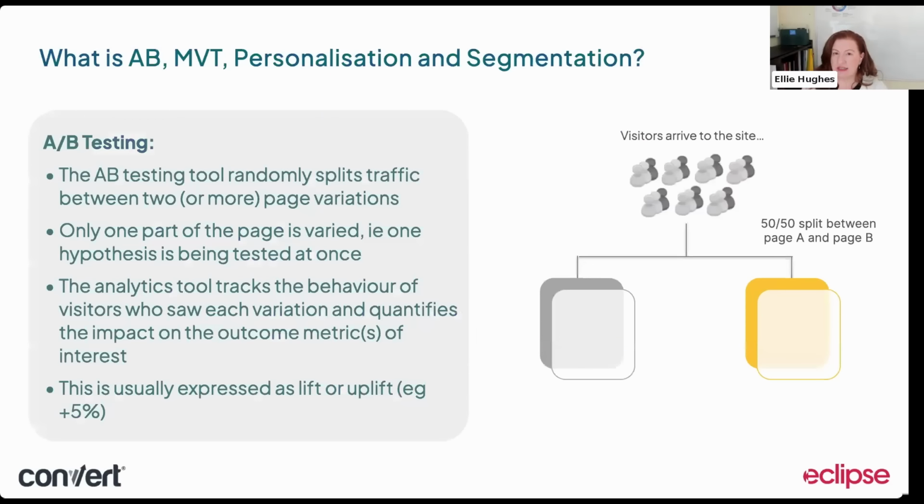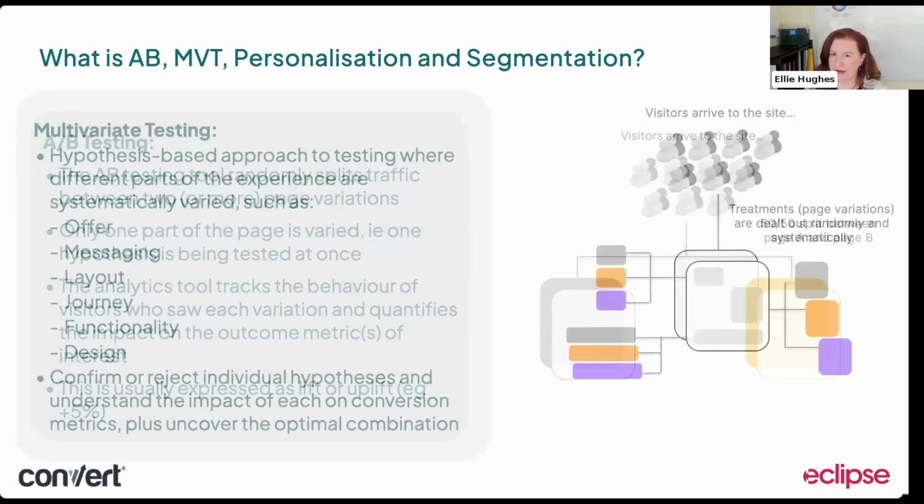So what is A/B testing, multivariate testing, personalization and segmentation? In classic A/B testing, a visitor arrives on the site and the A/B testing tool that you're using will split the traffic 50-50 between A and B, or if you've got an ABC, it'll be 33, 33, 33. Only one part of the page is varied. You're just doing one thing at a time. And then your analytics tool tracks the behavior of the users. You talk about the improvement in terms of uplift. So a 5% increase in a conversion rate, for example.